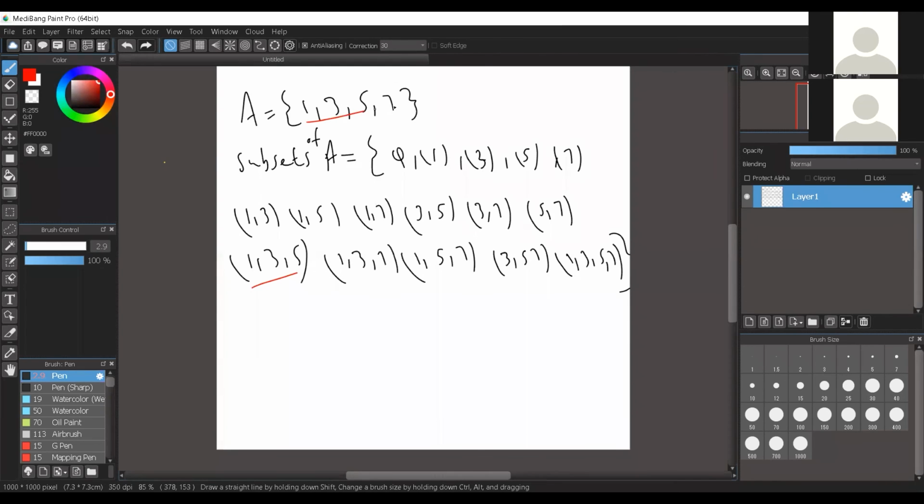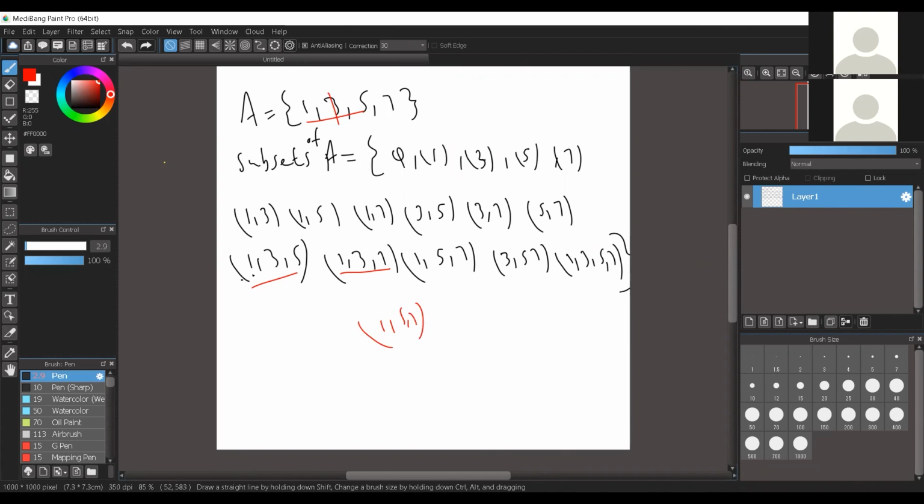Then instead of 5, we're going to take 7. 1, 3, 7. Then we start with 1, 5, 7. We're not going to use 3 again, because we already took it here and here. So 1, 5, 7 with only 3. Then we write 1, 5, 7. Then we could write 1, 5, 3 again.